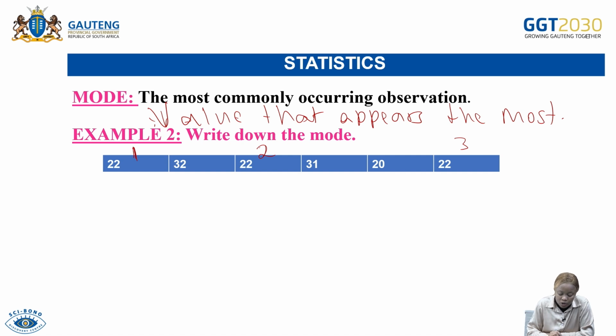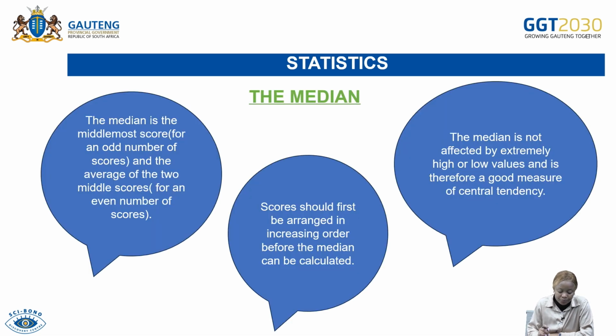And then you go to 32. Do you have any other 32? No. You go to 31. Do you have any other 31s? No. And then you go to 20. Do you have any other 20s? No, you don't. So it means your mode is given as 22. Done. Okay. And then the median.